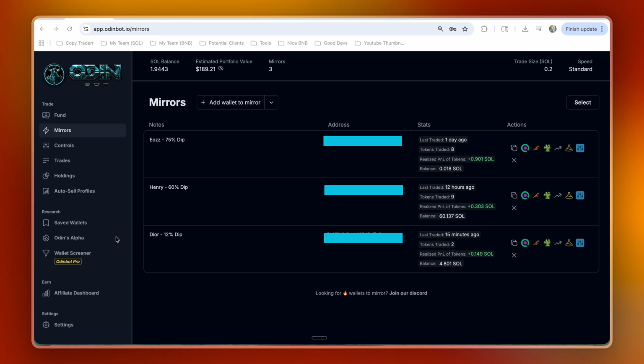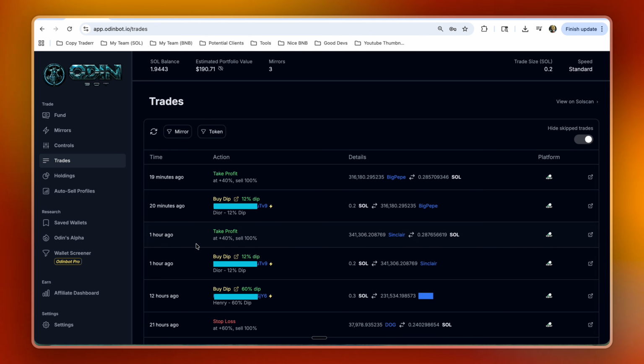Okay, so welcome back. Since I left you there briefly to prep for this video, we had another trade with this trader who I just added today. So that's great. As you can see from my trades, the first time I traded with this trader was an hour ago. I bought the 12% dip, hit my 40% take profit. 20 minutes ago, bought the 12% dip, hit my 40% take profit.